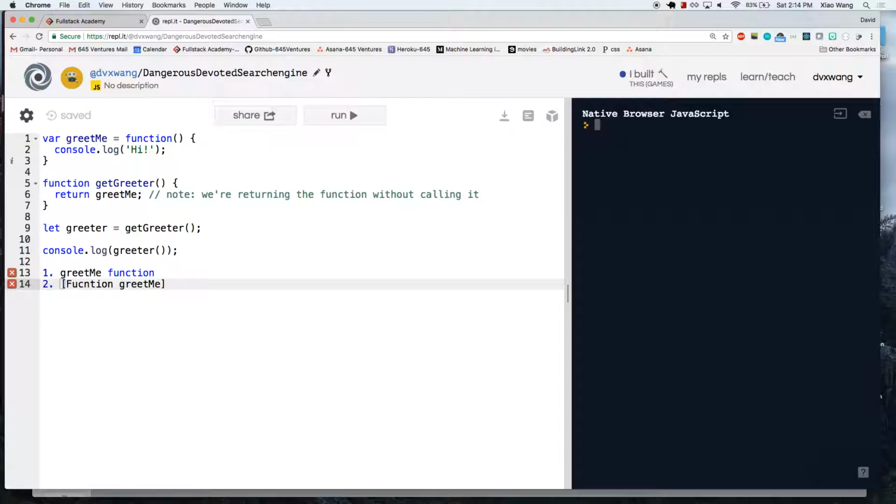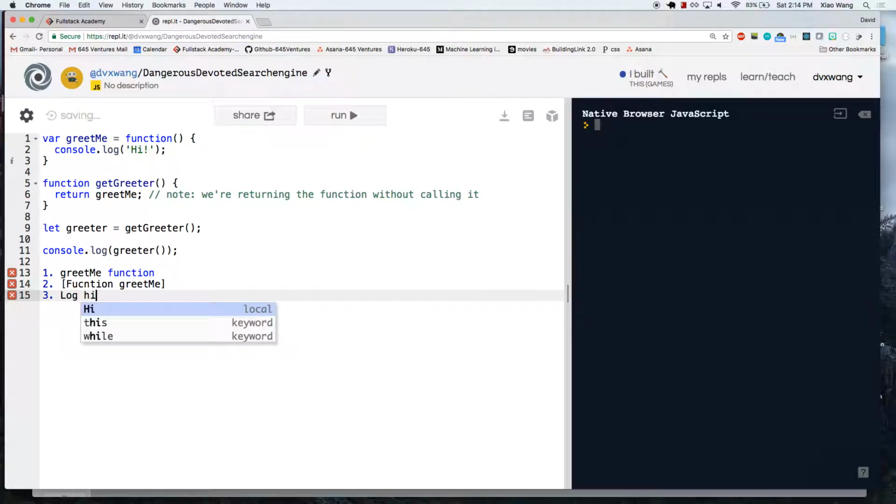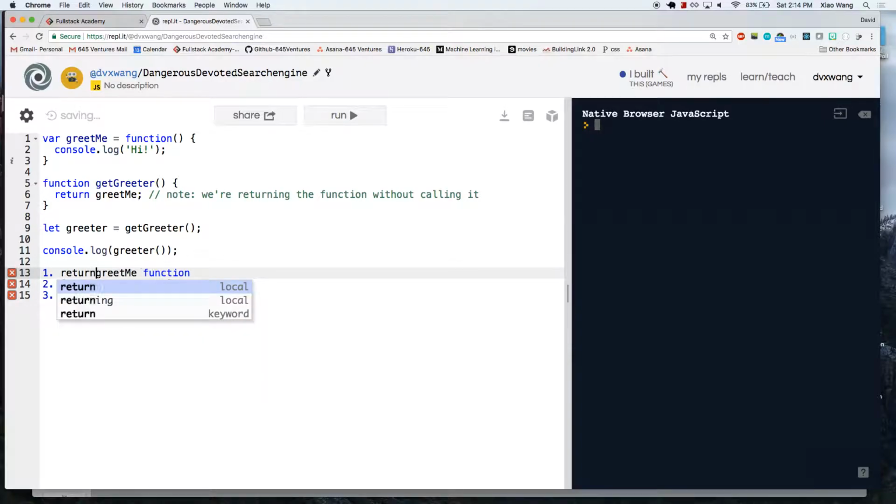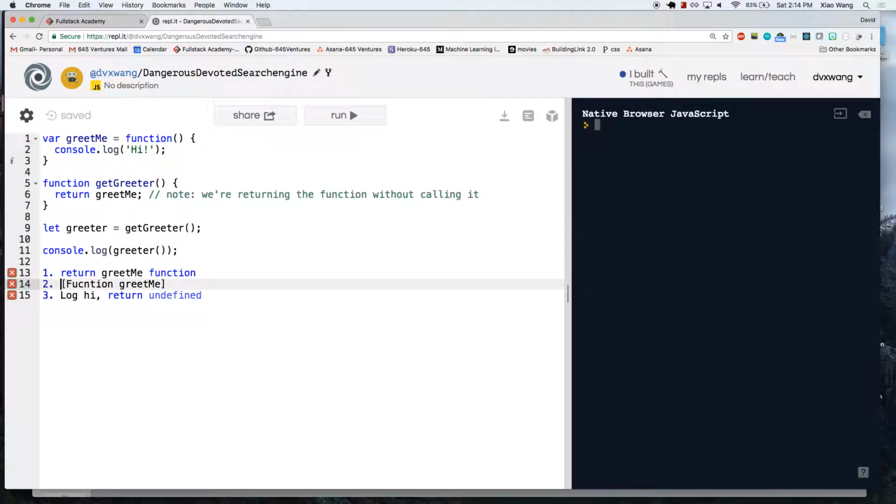Cool. All right, Jillian. I would guess that it would still log hi. It just won't return. Okay, so it will log hi, and then what would it return? Will it return undefined? Yeah, because you're not returning anything, just logging. Okay, it will log hi and then return undefined. And then here I would say it will return greetme function. Or yeah, it's a little bit tricky here, but anywho. All right, anyone else?